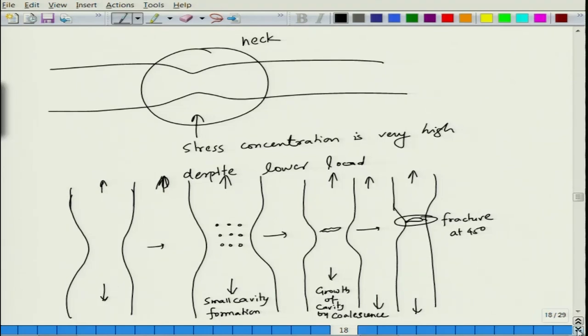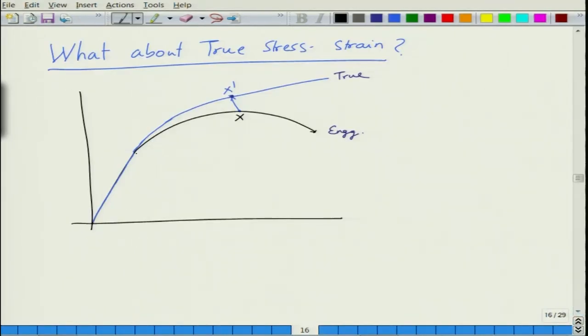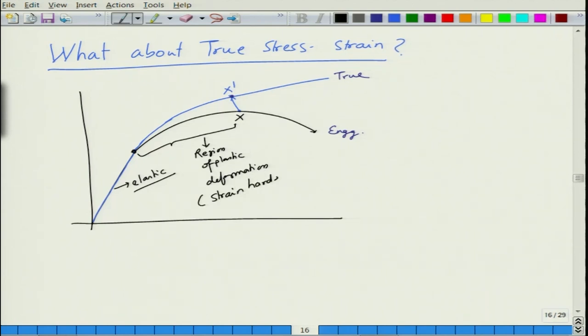So, essentially to summarize what happens here is, in the beginning you carry out elastic deformation, then the load keeps increasing, then you go to a region of strain hardening. So, this is a region of elastic deformation, followed by a region where we have strain hardening. So, although the area reduces, which causes a decrease in the load, strain hardening leads to an increase in the load. And we will see the microscopic reasons of strain hardening later on.